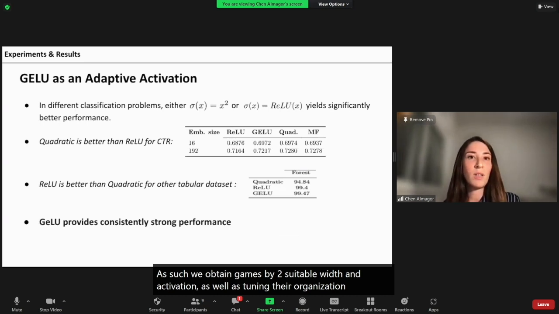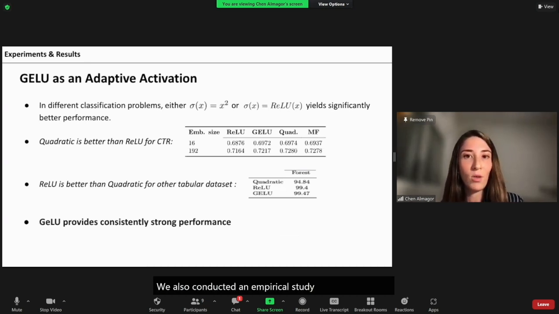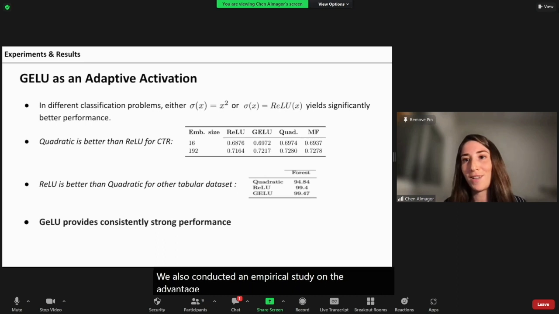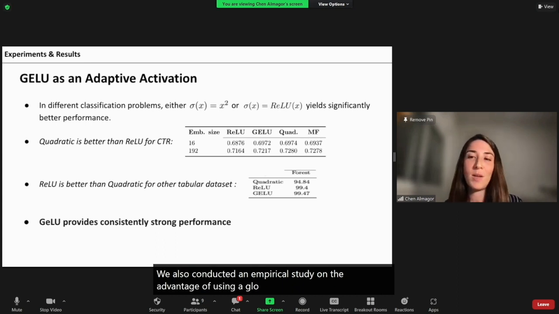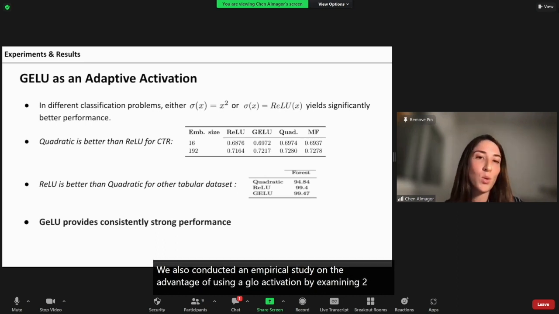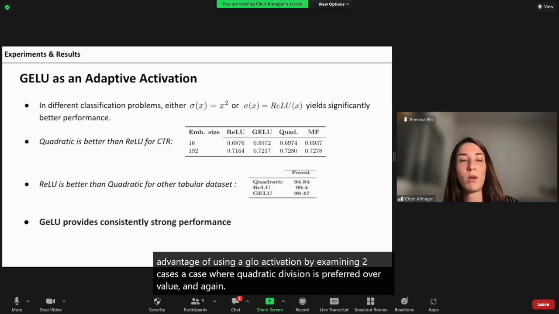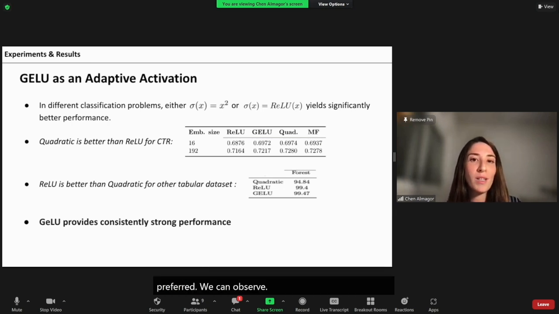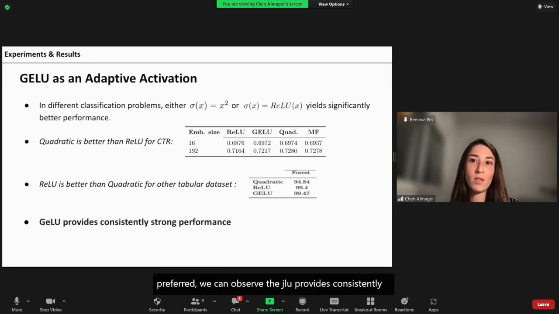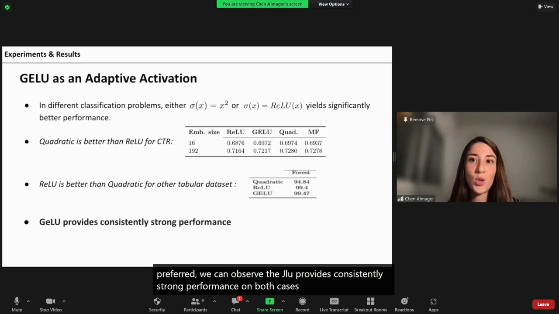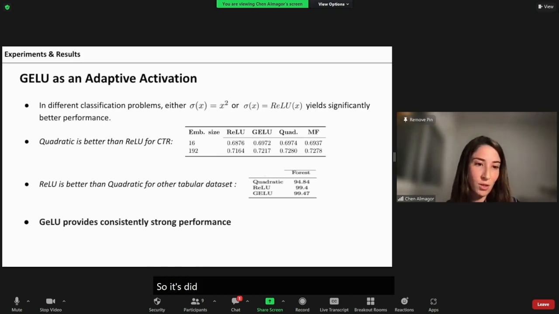We also conducted an empirical study on the advantage of using a GLU activation by examining two cases: a case where quadratic activation is preferred over ReLU, and a case where ReLU activation is preferred. We can observe that GLU provides consistently strong performance on both cases, so it's indeed a very robust choice.